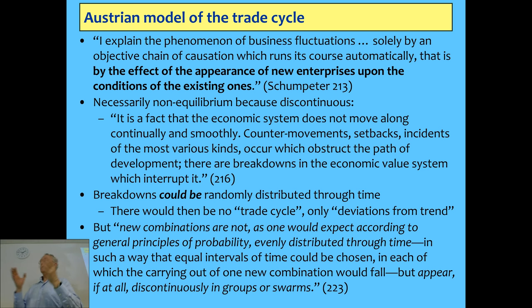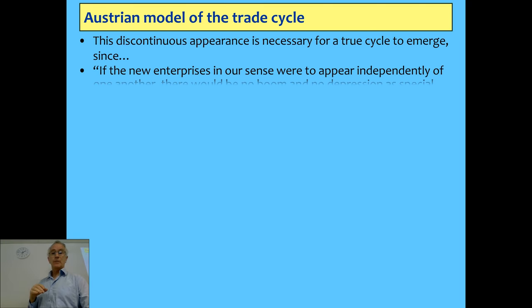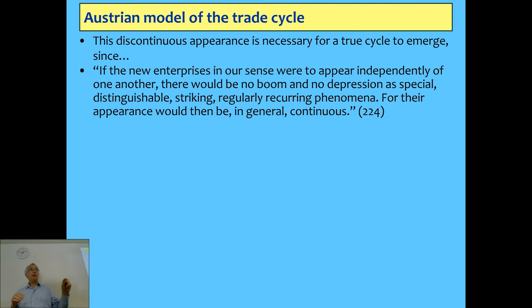So one person developing a new idea means other people can develop a similar idea and compete at the same time. So he said these changes aren't smoothly distributed. They tend to be clumped together to begin with. And if that didn't happen, you wouldn't necessarily get cycles, because one issue might be going up, another might be going down. The aggregate effect cancels them out.